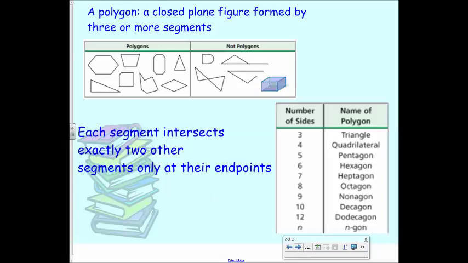Okay, so we're going to start talking now. We're moving on kind of from triangles to figures that are larger than triangles for the most part. We're going to start talking about parallelograms, but before we do that, in general, I want to talk about polygons and what a polygon is.